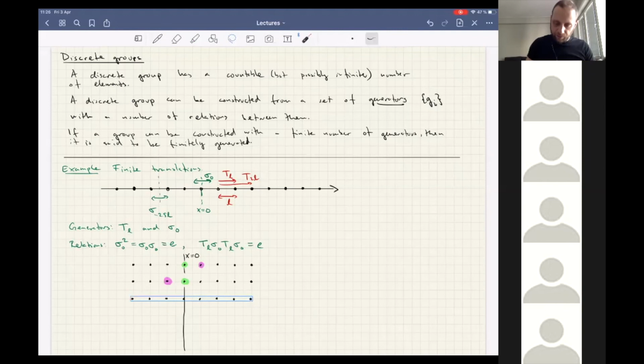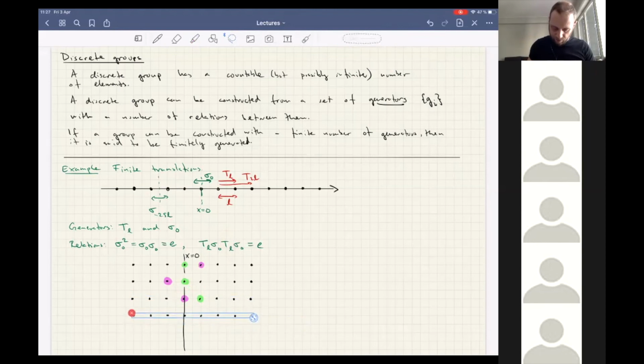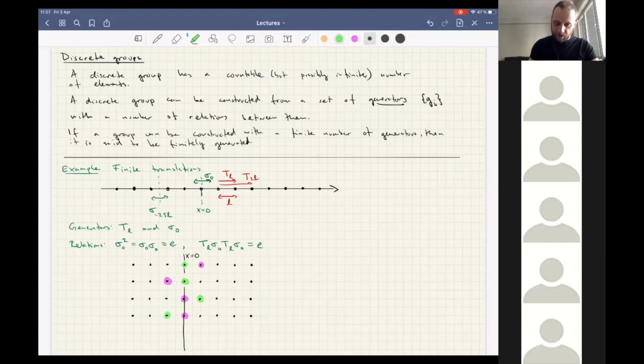The second thing we do is that we make this translation TL. If we do that, the green point is translated from x equal to 0 to the next point, and it's the same for the purple point. So we end up with the green point here, the purple point there. The third thing we do is a reflection again around x equal to 0, which means that the purple point, which is at x equal to 0, is going to remain where it was. The green point is reflected to the other side.